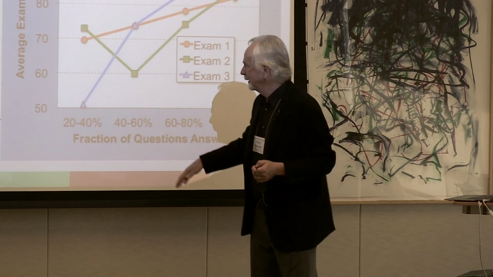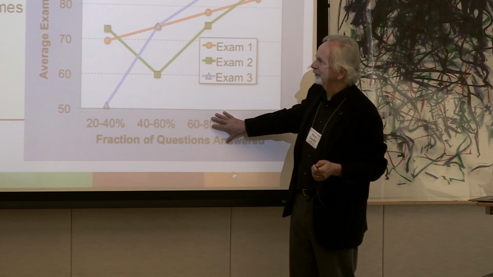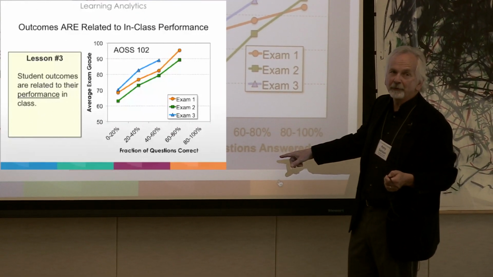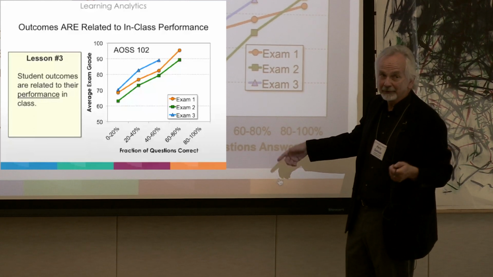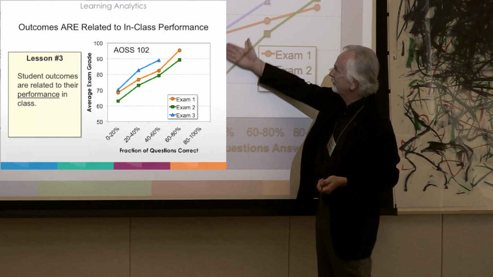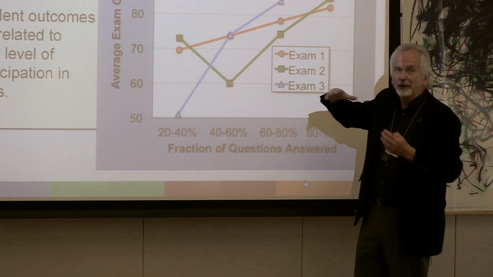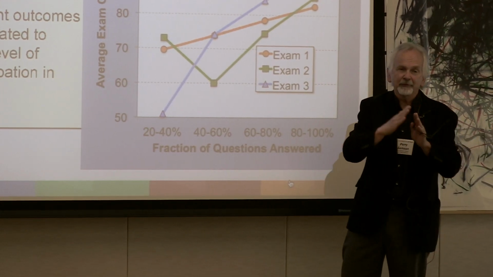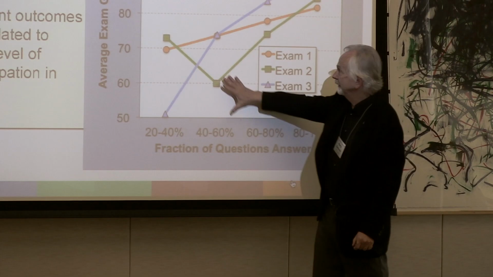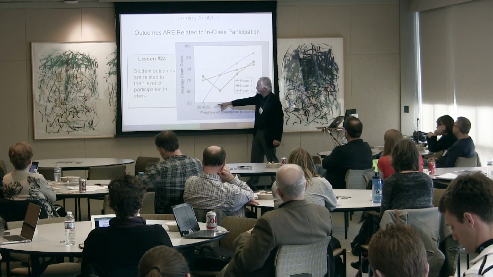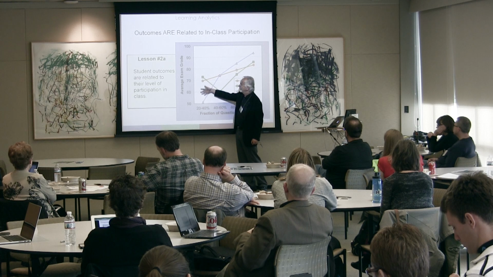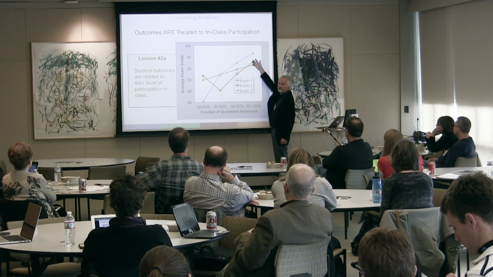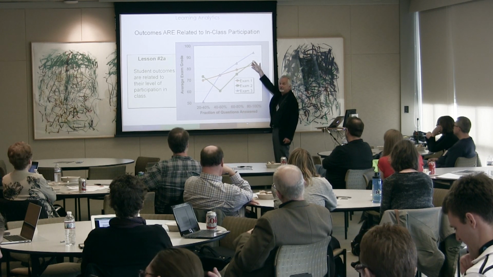The second lesson learned is simply: how many of the questions I posed during class did you answer? It's a measure of participation. This is for each of the 3 hourly exams I give: how many questions did you answer between the beginning and the first exam, first and second exam, second and third exam. There seems to be a trend that if you answered 20 to 40% of the questions, on average you did worse than if you answered most of the questions in class, which is kind of intuitive.